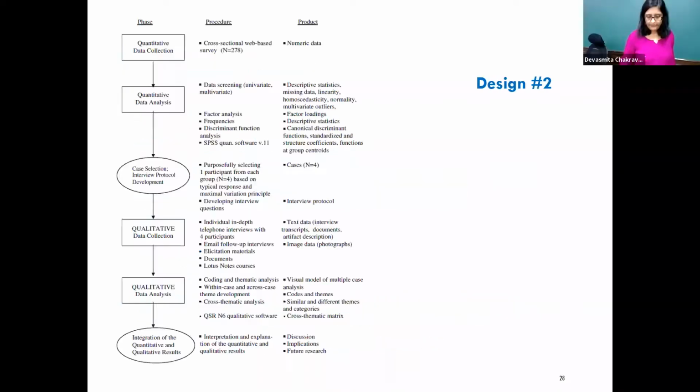Okay, ma'am. Yeah. Now look at design number 2. What was design number 2? Sequential explanatory. Explanatory means what? First is quantitative, then is qualitative. So what happens here in a second study, and I've labeled the study so you know which one is what. They start with a quantitative data collection. They survey 278 people and they get the product as numeric data.